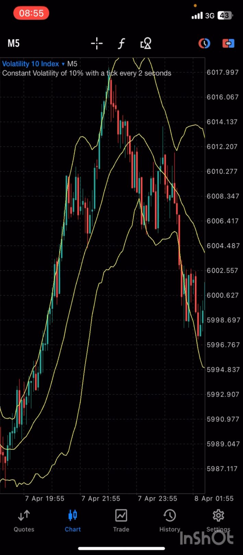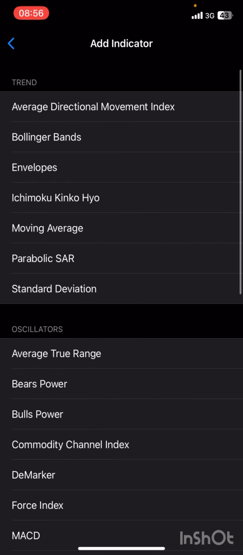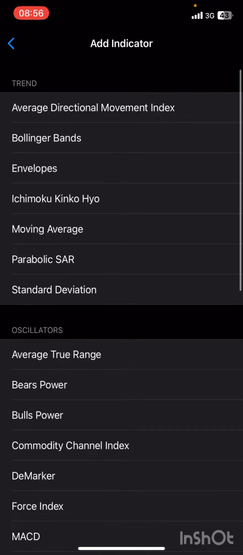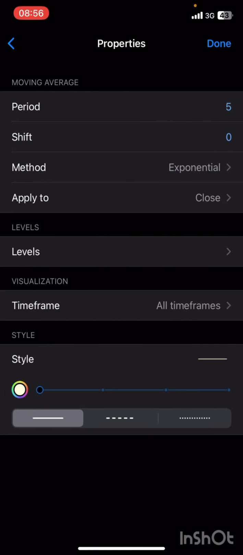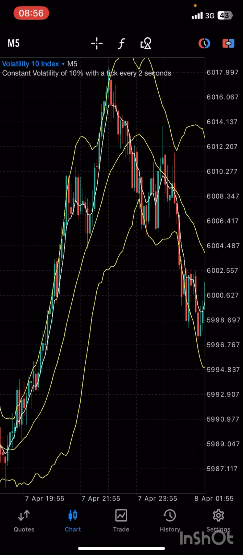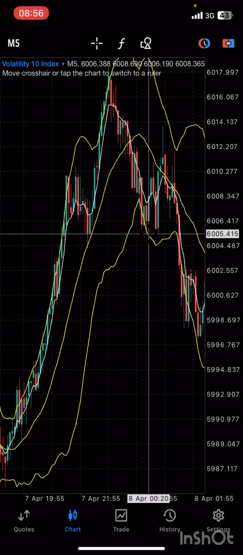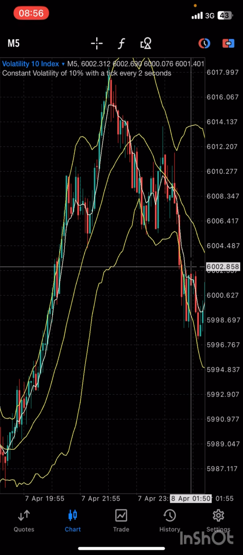So the next thing we're going to do is put another indicator, which is the moving average. Click on this. Click on moving average. And we're going to put a moving average of 5. Period of 5. Shift 0. And we're going to make it white. So click on done. So you can see my moving average looking beautiful. The moving average is this white line moving right in between the Bollinger Bands.